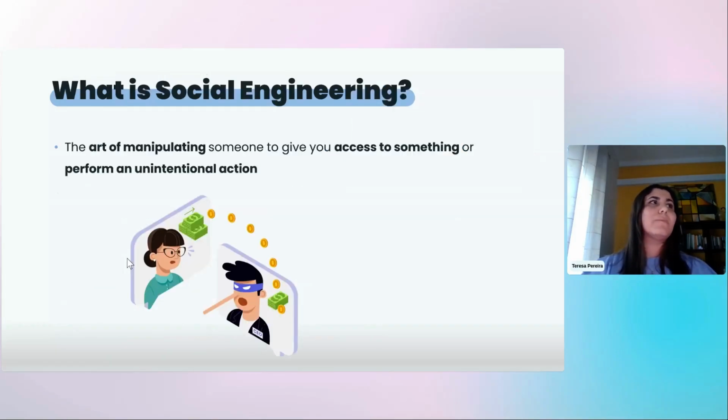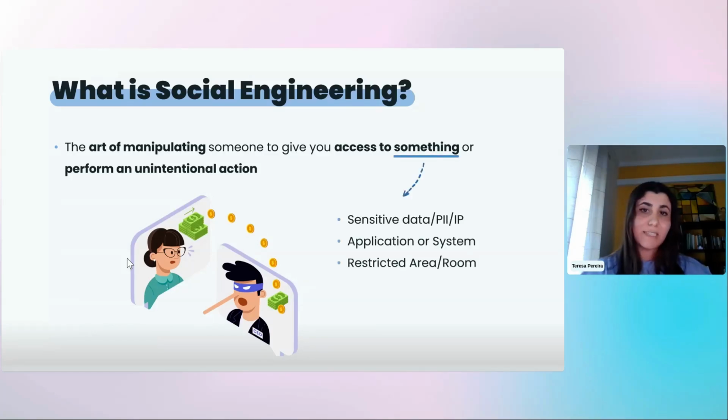And let's start with the concept of social engineering. So, social engineering can be seen as the art of manipulating someone into giving you access to something. And this something can either be data, an application or system, or even a restricted area or room. So instead of exploiting technical vulnerabilities, you are in fact exploiting the human psychology. And this is why, in its essence, social engineering can be seen as hacking the mind. And at its core, every social engineering attack relies on a single element, which is trust.